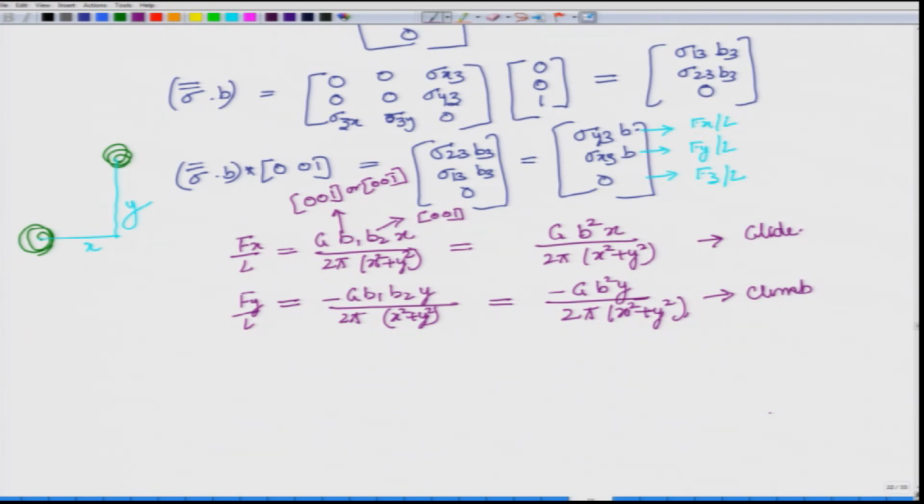Now, looking at this, we are looking only at numbers, but if you want to put it qualitatively, what it means is that f x by L is repulsive. This comes out to be positive, which means that the two dislocations are trying to move apart. So, f x by L is repulsive for screw dislocations of the same sign.